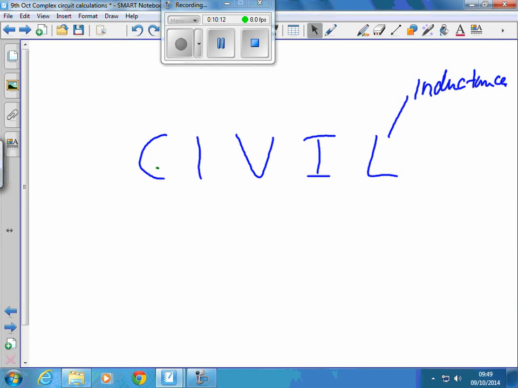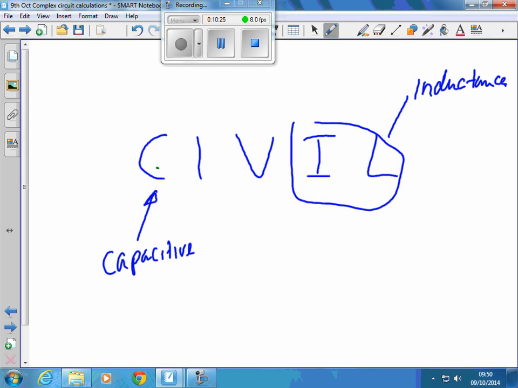In a capacitive circuit, which we're going to look at in a minute, we forget this L up this end and this I, we forget them bits, and we say in a capacitive circuit current is ahead of or leads the voltage. We say voltage is lagging the current. So that will always apply.